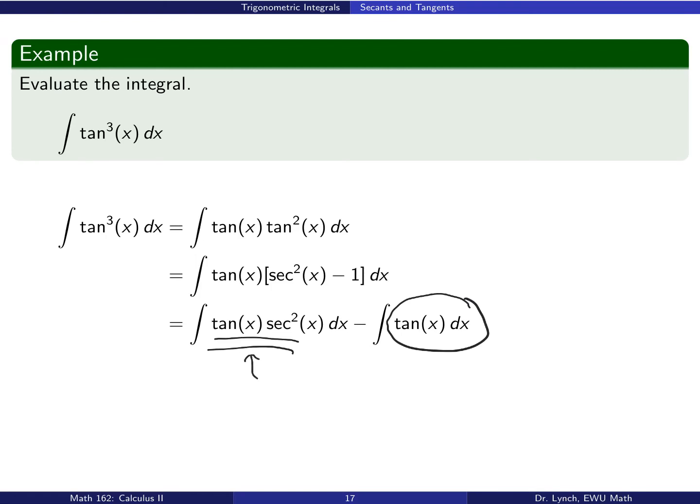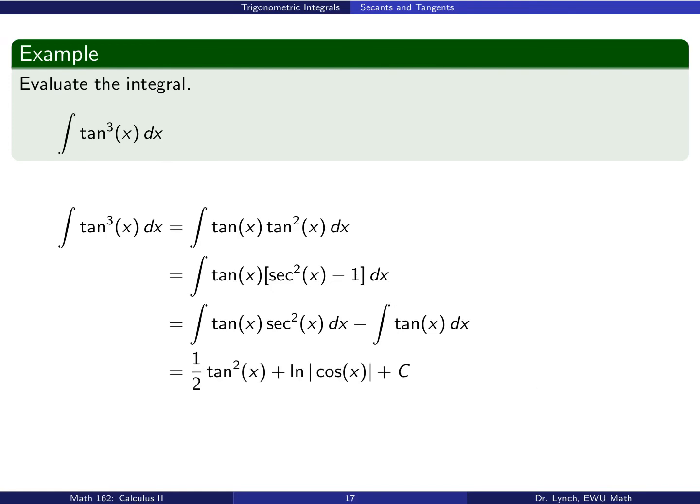So on this one, we'll try the substitution u equals tangent x. And on this one, we know that we can rewrite and use the substitution u equals cosine x. Okay, so doing that, we see that we get the following. The first integrates as 1/2 tangent squared of x, and the second one integrates as a minus, so positive natural log of the cosine of the absolute value of x.